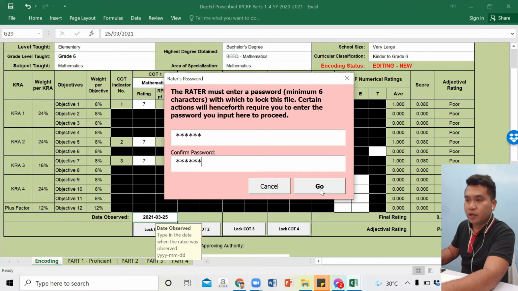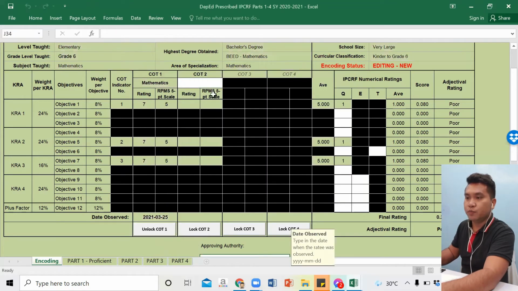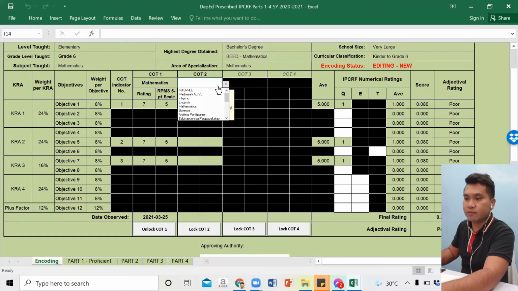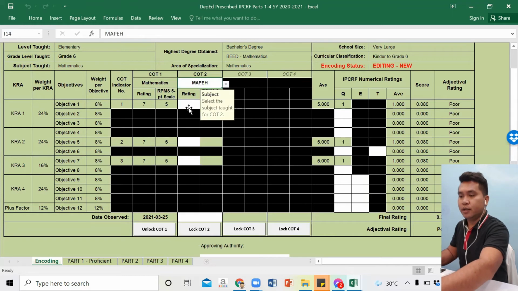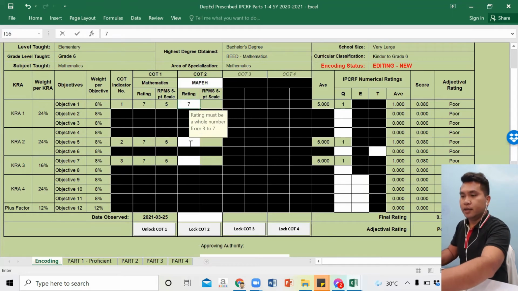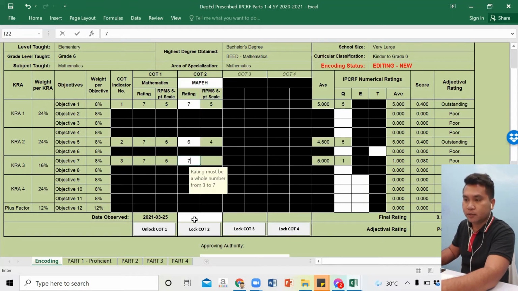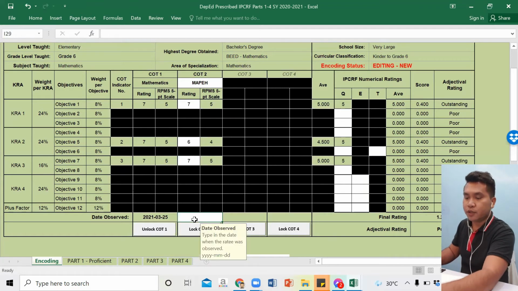Okay, go. The next is COT 2, the same subject area. So let's proceed to MAPEH. So 7, then 6, 7. That's just an example. Then date observed, let's say 2021 April, then 15. Then lock again.